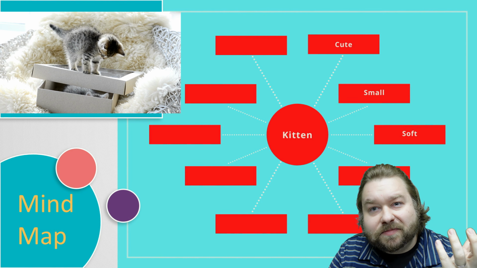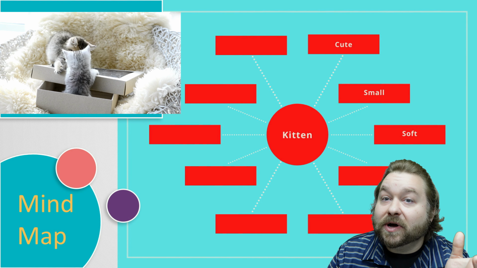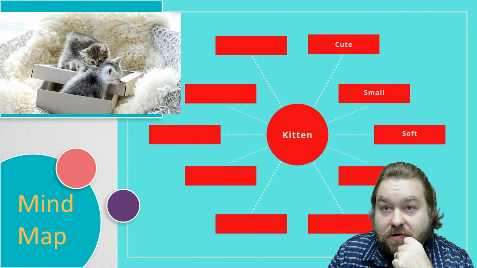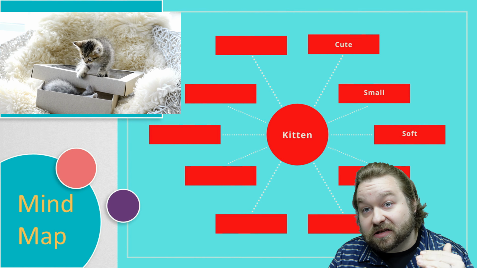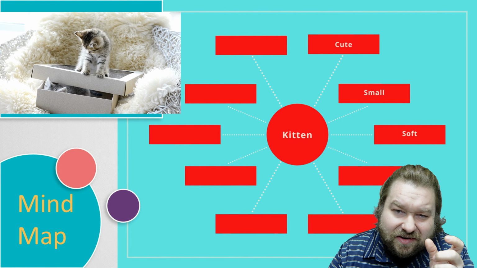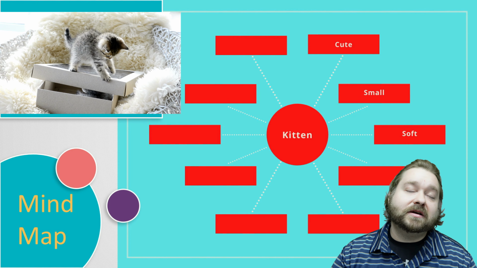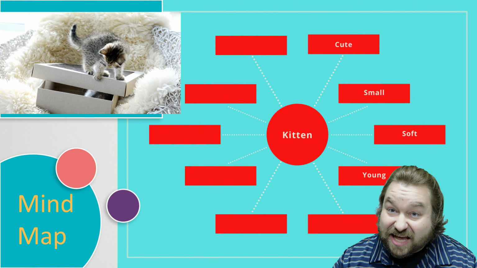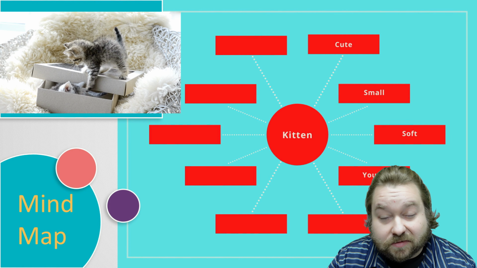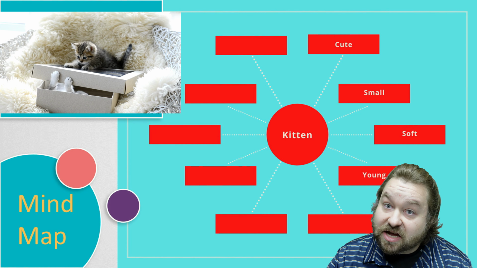A kitten. There's something interesting about a kitten. Is it a cat? Well, yeah, it's a cat, but what kind of cat? It's a baby cat. It's a young cat. Kittens are young, right? They're not quite babies. They're playing around and doing stuff. They're young. Okay. So we got young up in our mind map. All right, we have cute, small, soft, and young.